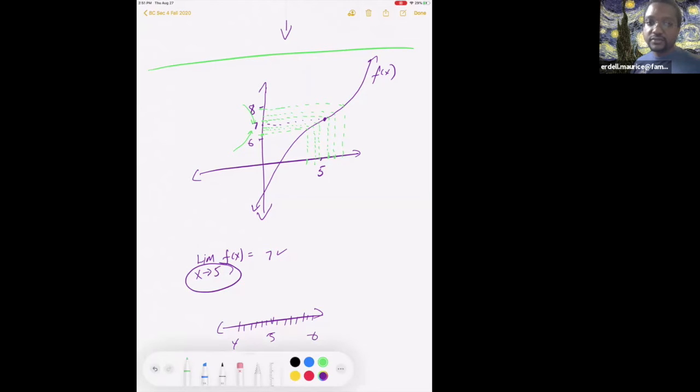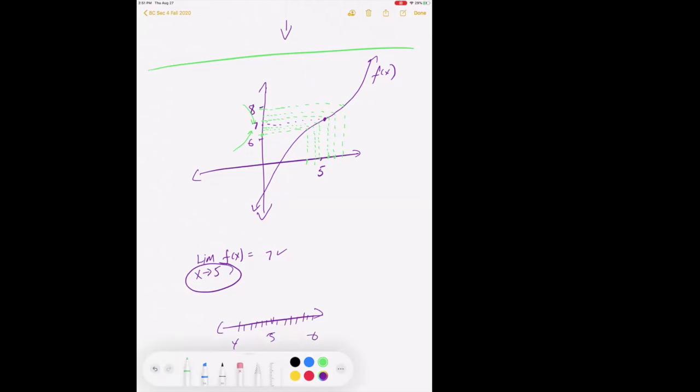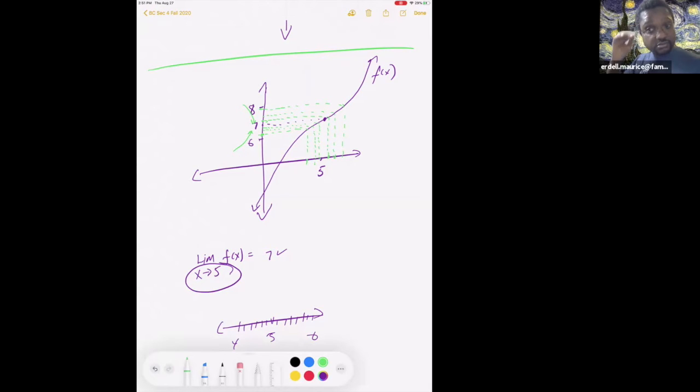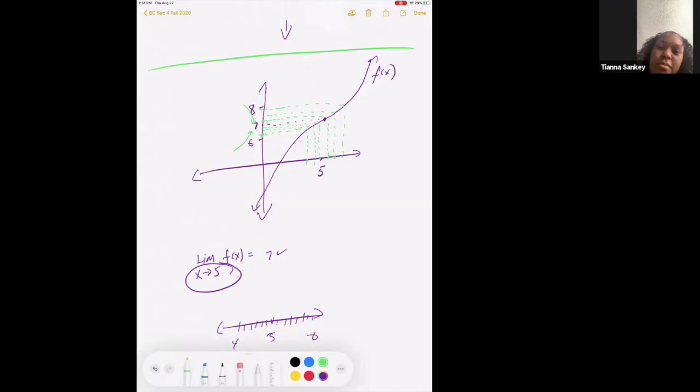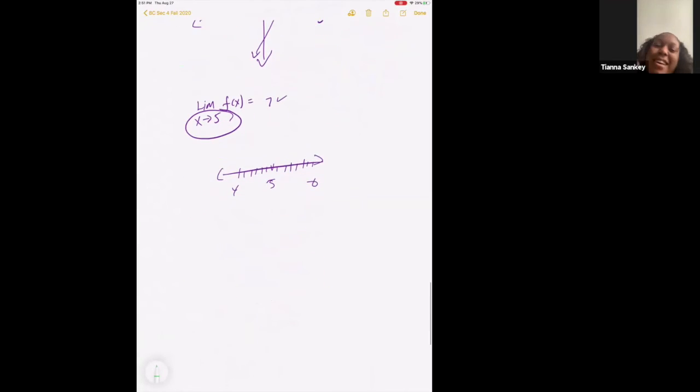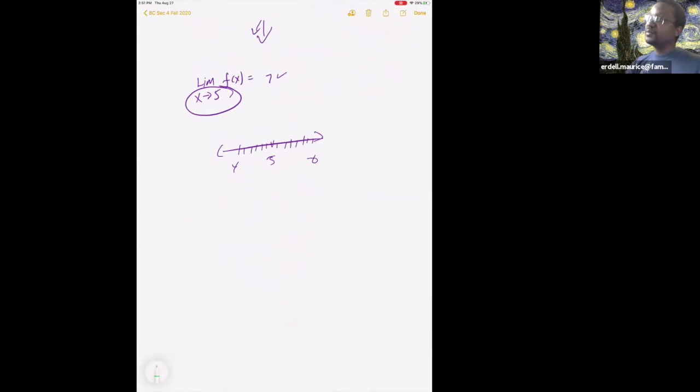Does that answer your question, Tatiana? Not really, because you're not actually creating a table of values, you're just looking at the graph itself. Originally you started with just the 7 on the y-axis and just the 5. I don't know, I'll catch up. Let me do another one then.